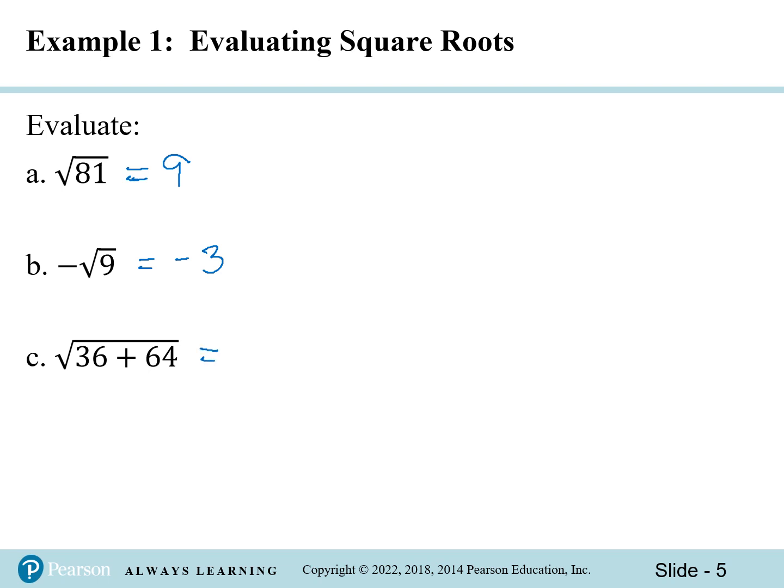With this next one, and remember, guys, any examples you have to copy into your math notebook as well. Just a reminder. We have to do order of operations, which means the square root in this case is what's called a grouping symbol. So we have to do that first. So we're going to add the 36 and the 64 and get 100. All right, so the square root of 100 is 10.